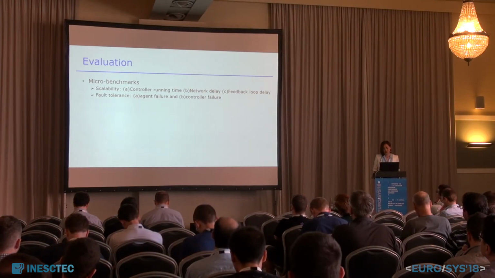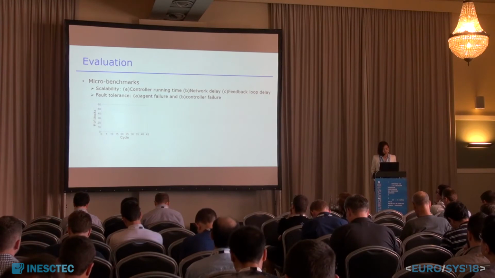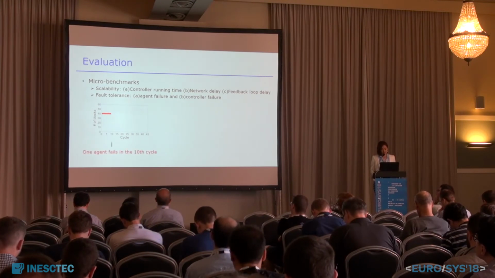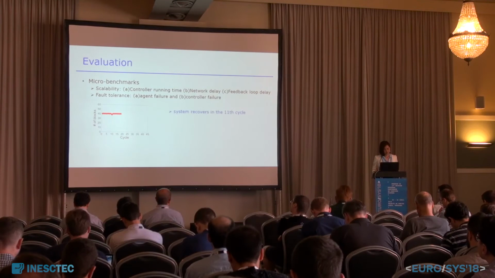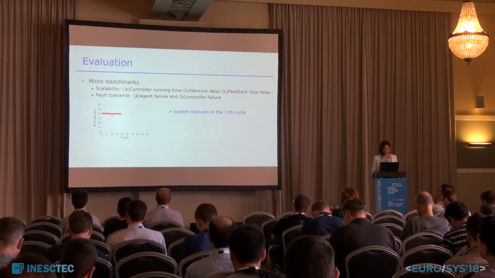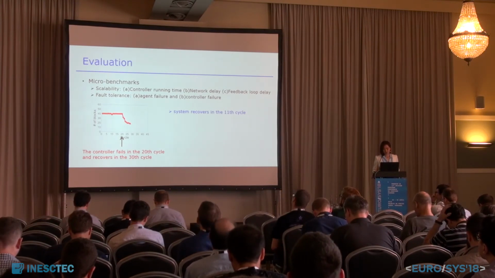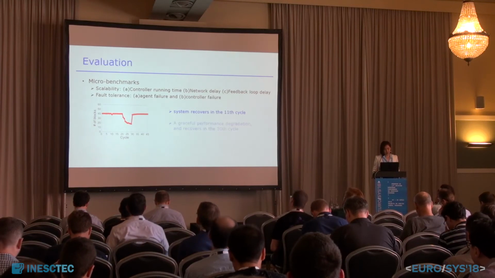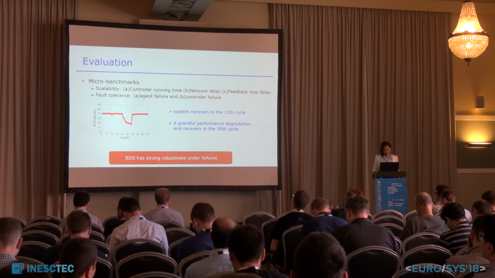Further, we examine the impact of different failure scenarios on the number of downloaded blocks per cycle. During the first 9 cycles, BDS works as usual, and in the 10th cycle, one agent failed, and we find a slight impact. The system then recovers in the 11th cycle. And the controller fails in the 20th cycle. BDS then falls back to a default decentralized overlay protocol, resulting in graceful performance degradation. But when the controller recovers in the 30th cycle, the performance recovers. So BDS has strong robustness under failures.